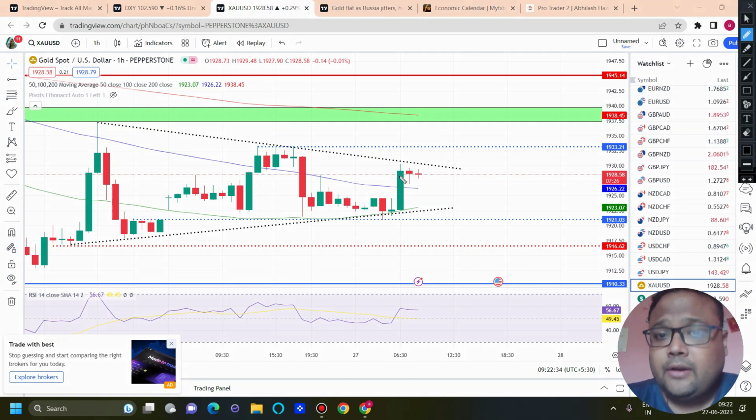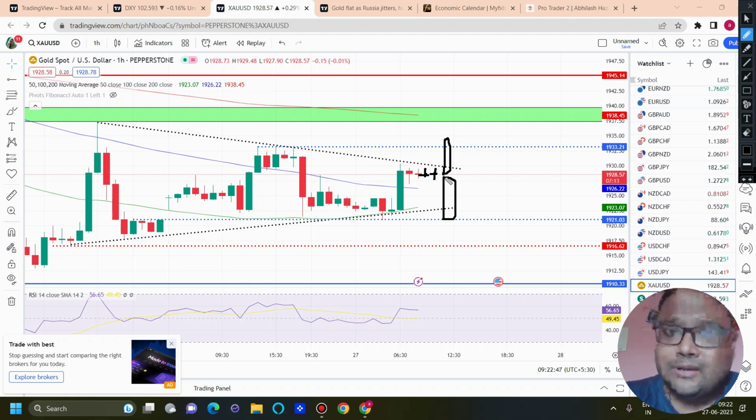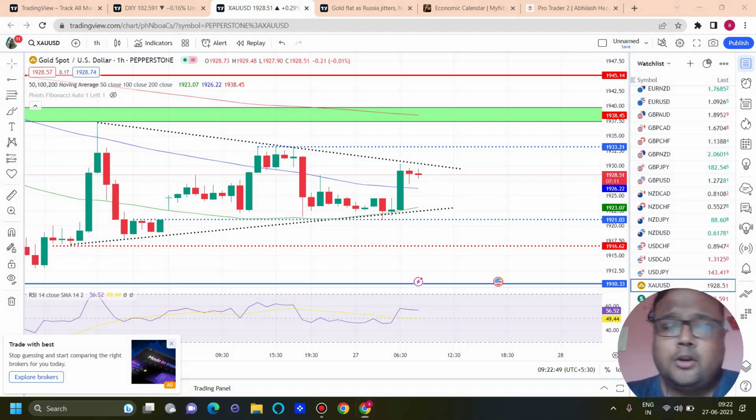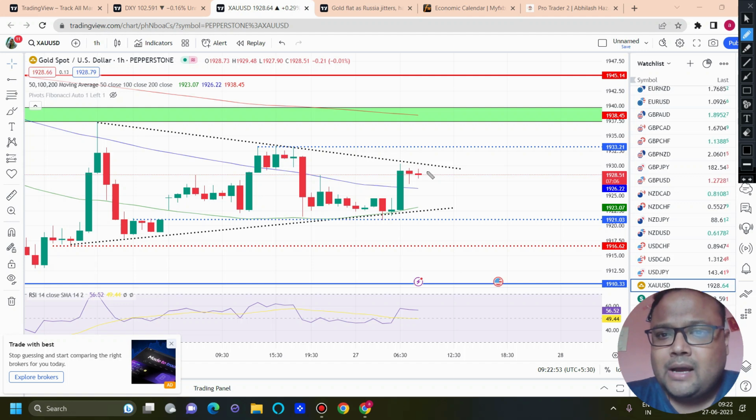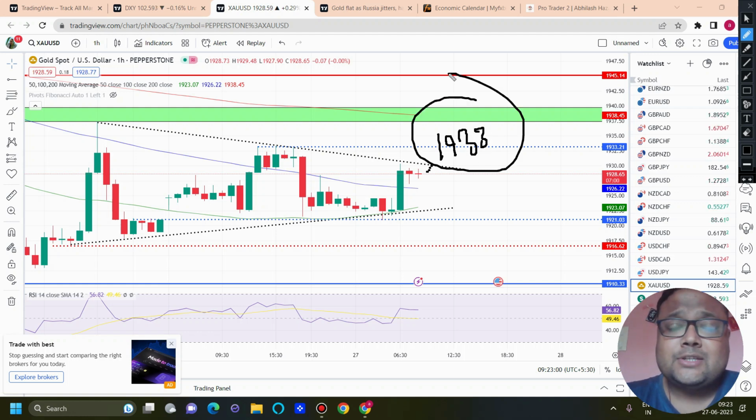Usually after a big candle, listen to me carefully, after a big candle, when the market forms a few small candles, then again there is a possibility that the market will form a big candle, either upside or a big candle towards the downside. So volume is important. But in case you see the market is going up slowly with small candles, then you can expect 1933 to act as the next resistance.